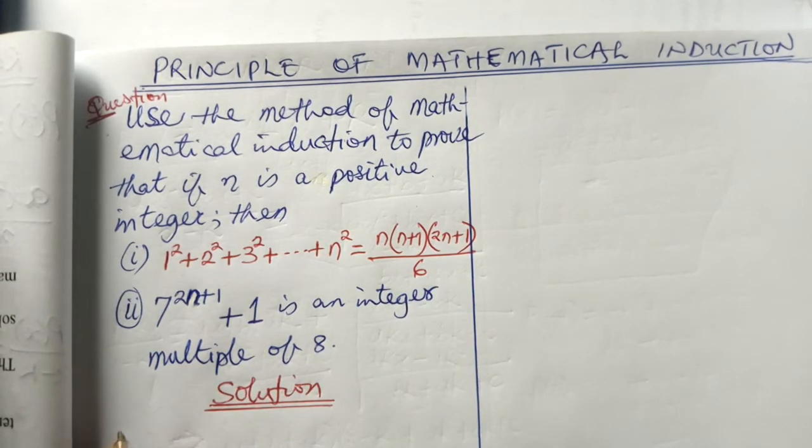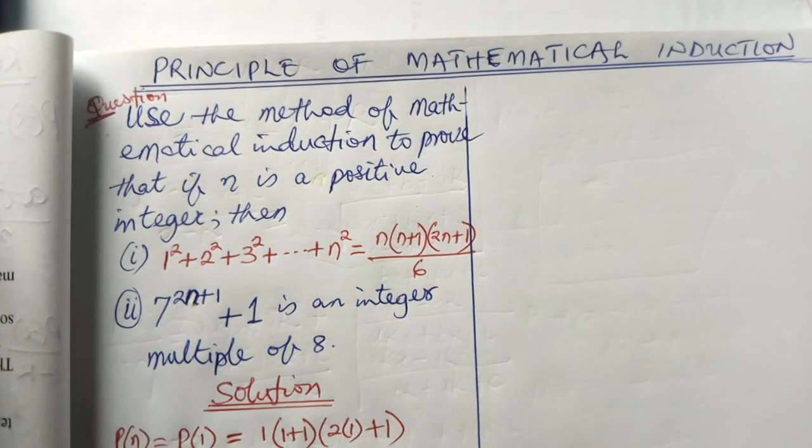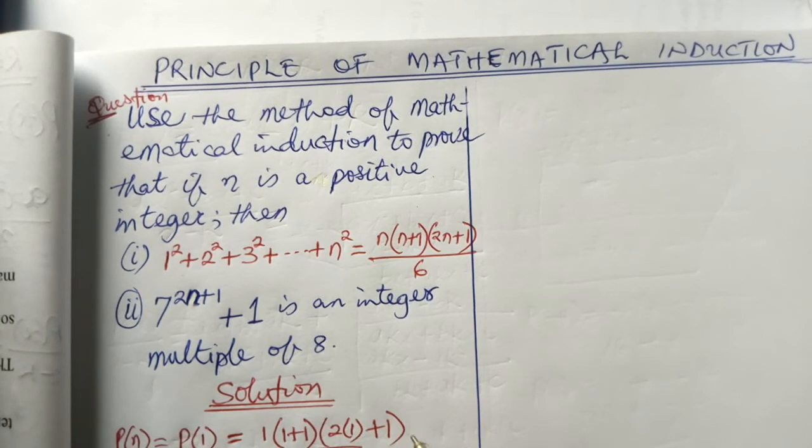If we say P of n is equal to the first one, P of 1, of course it's a polynomial: 1 into 1 plus 1 into 2 times 1 plus 1 all over 6. You have 2 times 3 times 1, 6 over 6, which is 1. So it is true. This one is true.